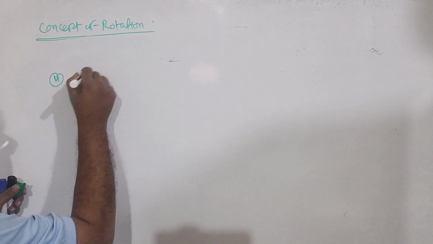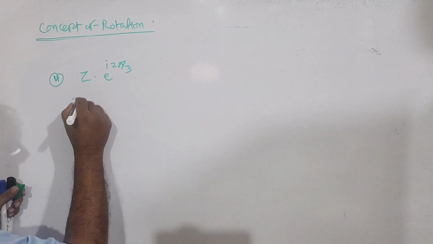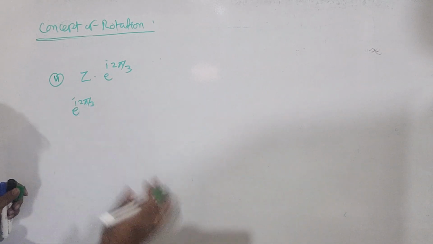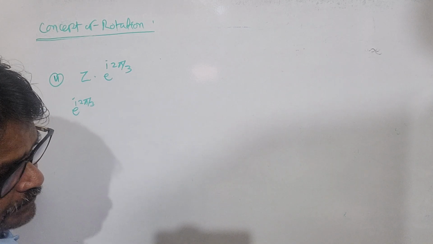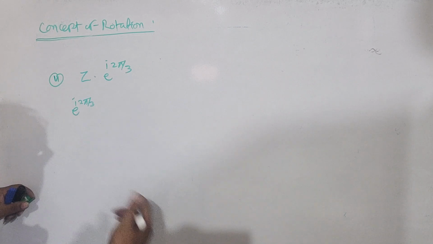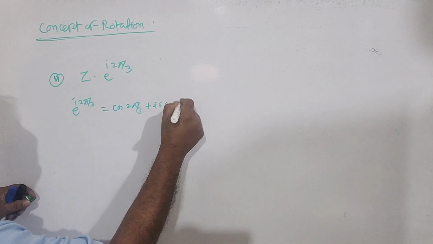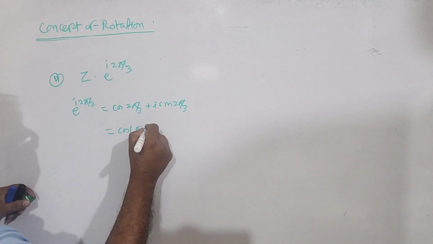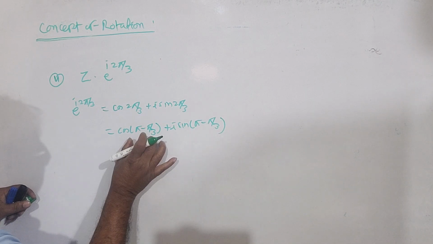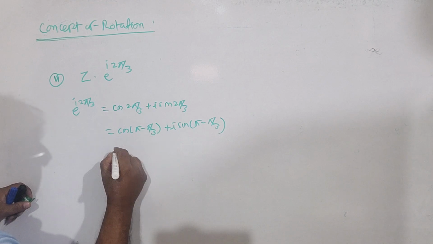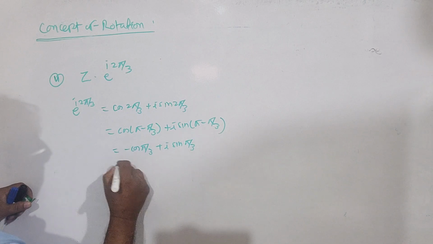Fourth one is z multiplied by e to the power iota 2 pi by 3. So e to the power iota 2 pi by 3, 2 pi by 3 is positive. Therefore, it is a 120 degree anti-clockwise rotation of this complex number z about the origin. So e to the power iota 2 pi by 3 means cos 2 pi by 3 plus iota sin 2 pi by 3. This is cos of pi minus pi by 3 plus iota sin of pi minus pi by 3. In the second quadrant cos is negative, that is minus cos pi by 3, plus sin is positive, sin pi by 3.